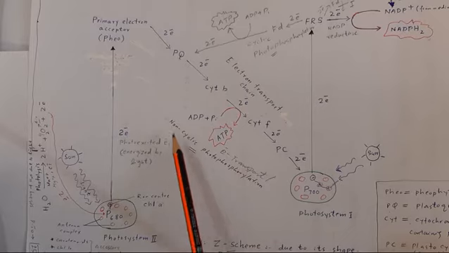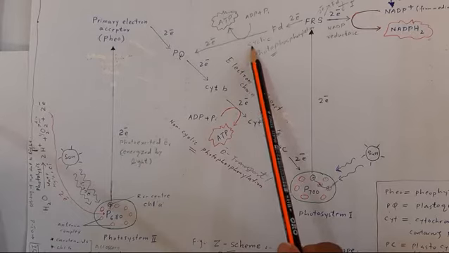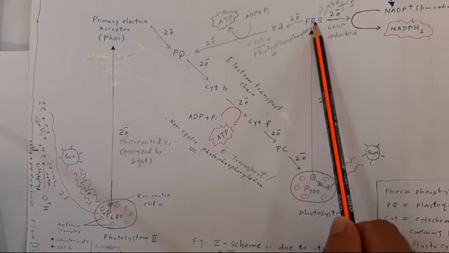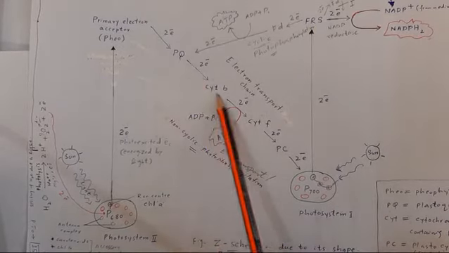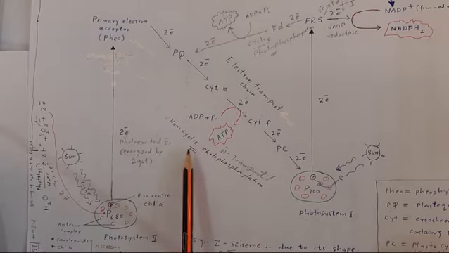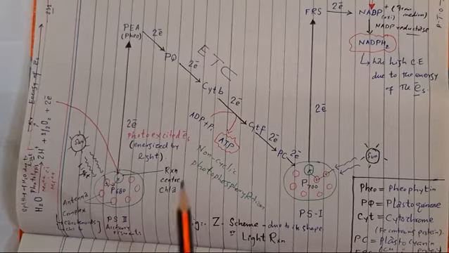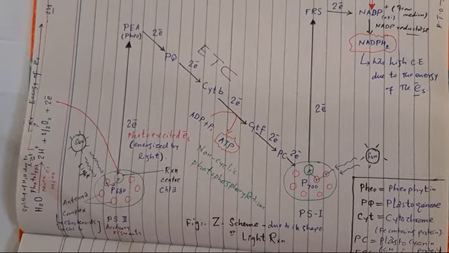So this pathway is called non-cyclic electron transport, and this one is called cyclic electron transport, which starts from photosystem 1 to FRS, ferredoxin reducing substance, and plastoquinone, and finally back into photosystem 1. So this makes cyclic electron transport. So first we will study this non-cyclic electron transport or non-cyclic photophosphorylation.